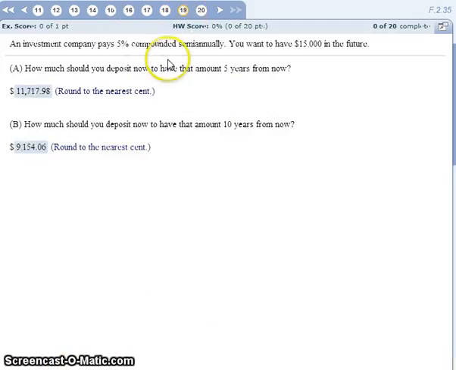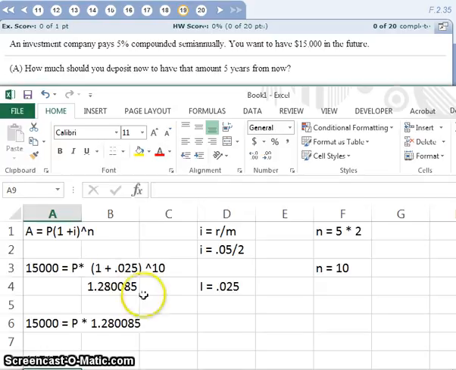For number 19, we're dealing with compounded interest. So we have our formula here. We need to solve for I. And so it's the interest rate for the year divided by how many times interest is compounded throughout the year. And semi-annually is twice a year. So solve for I here.